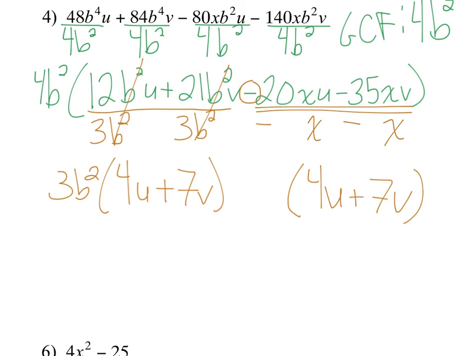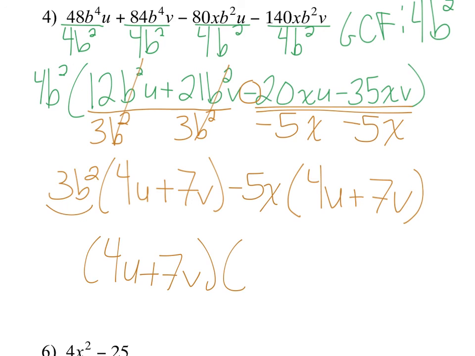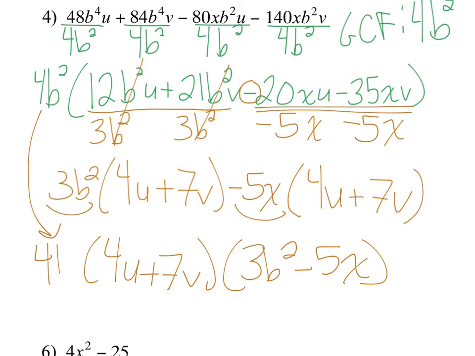And then if you're not sure what number works, you can use your multiplication table to help you, or you can do 35 divided by 7, 20 divided by 4, and you should get the same number, which is 5. So just in case you can't figure out what the factors are, you can kind of work backwards here, okay? And so then we have 4u plus 7v. We have our 3b squared minus 5x. And then, of course, we don't want to forget the 4b squared from the top. All right?